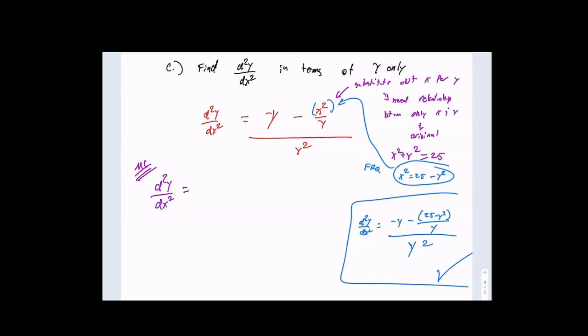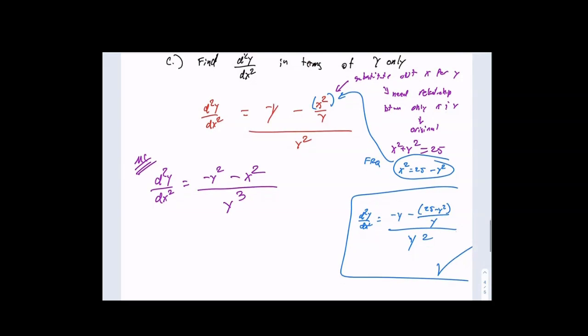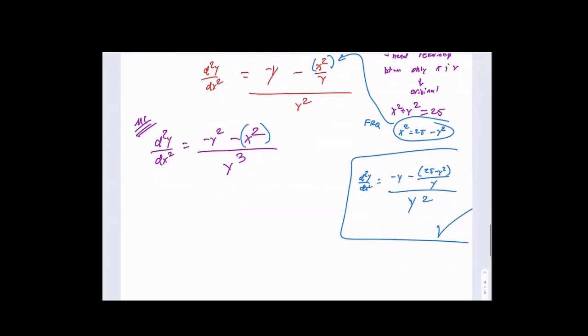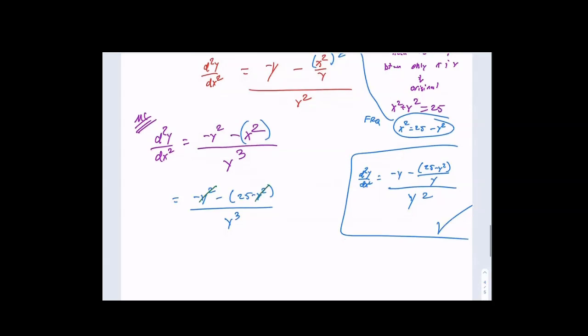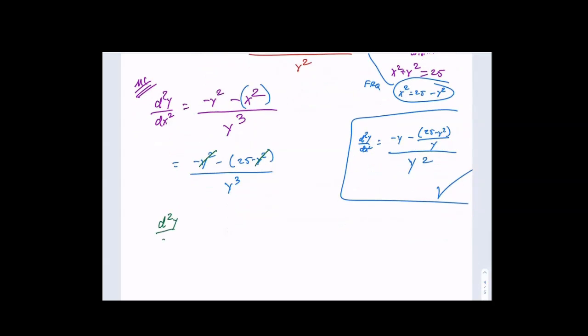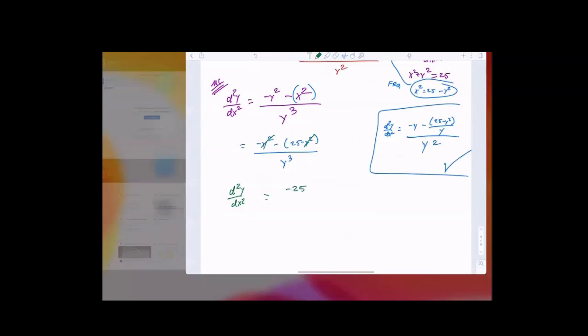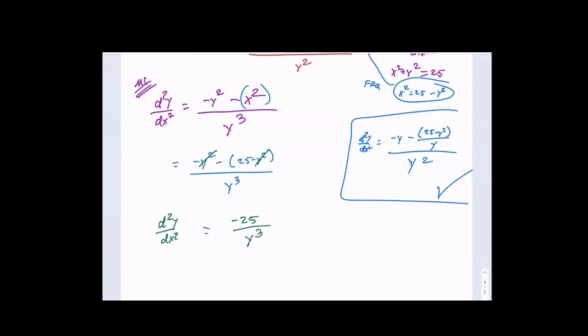We multiply by y on both sides. If I multiply top and bottom by y, I get negative y squared minus x squared all over y to the third. And then I do my substitution, which gives me negative y squared minus parentheses 25 minus y squared all over y cubed. The y squareds cancel each other out, giving me that the second derivative is equal to negative 25 over y to the third.